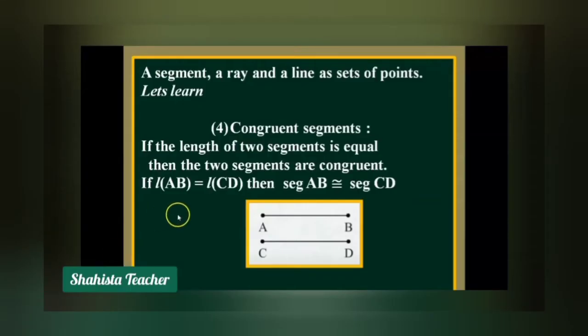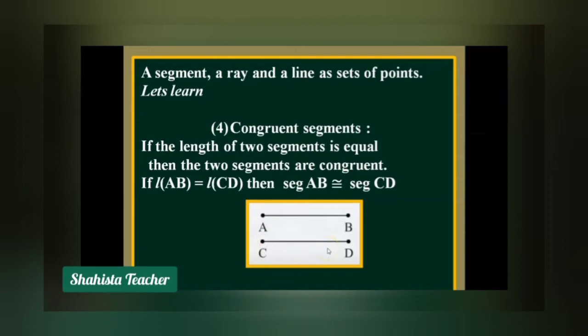Now students, let's learn congruent segments. If the lengths of two segments are equal, then the two segments are congruent. If the length of AB is equal to the length of CD, then segment AB is congruent to segment CD. See these two parallel lines, they both are equal. They are congruent with each other. Is that clear? Length of AB is equal to length of CD.